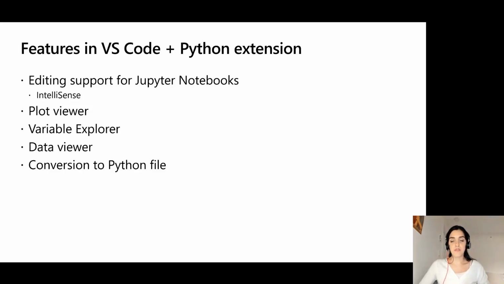But just to name a few of the features that are supported, there is the editing support for Jupyter Notebooks, so you can have IntelliSense support auto-completions when you're editing your code cells. There's a plot viewer, a variable explorer, and a data viewer that allow you to interact and visualize these elements in a more convenient way than using print statements, for example. And there's also the ability to convert to a Python file. So if you're ready to deploy a module or to just really get a script out of that notebook that you've done, this can be very useful too. So I'm going to show how that looks with my application.